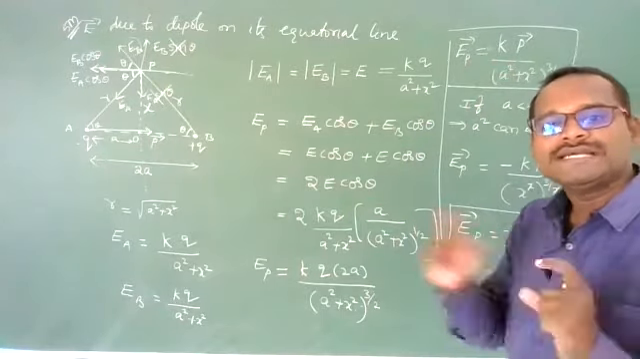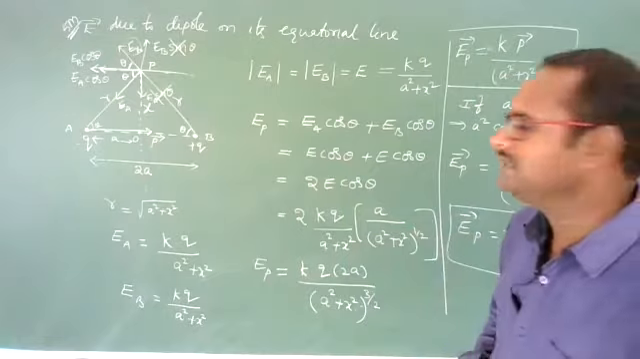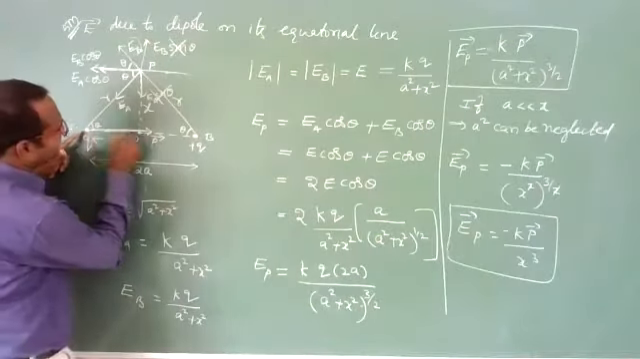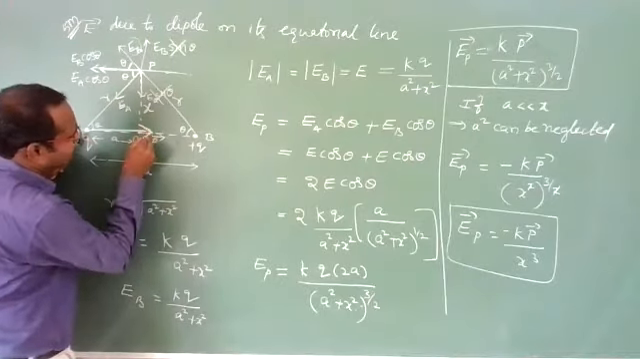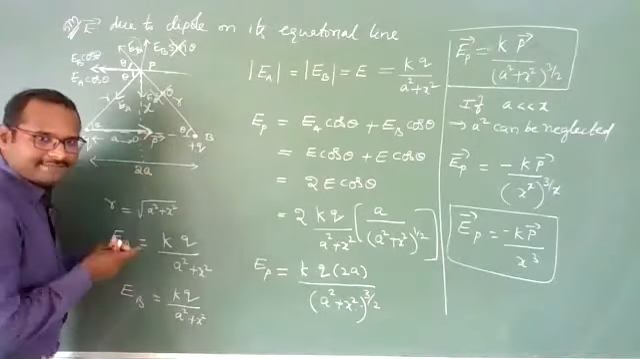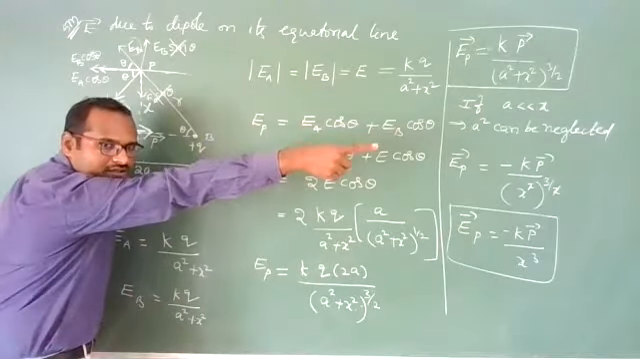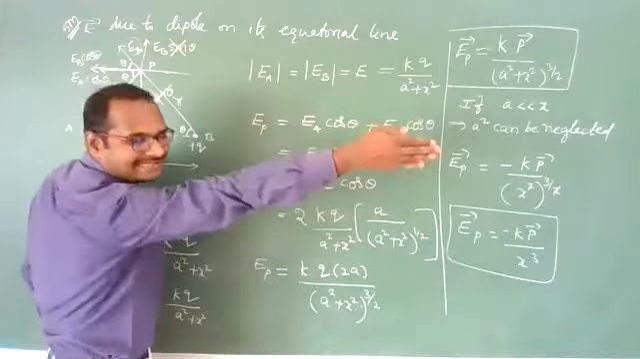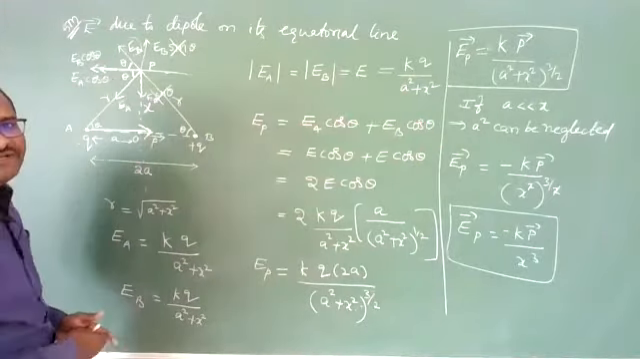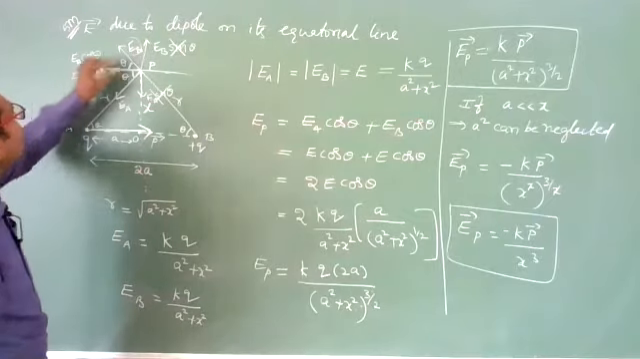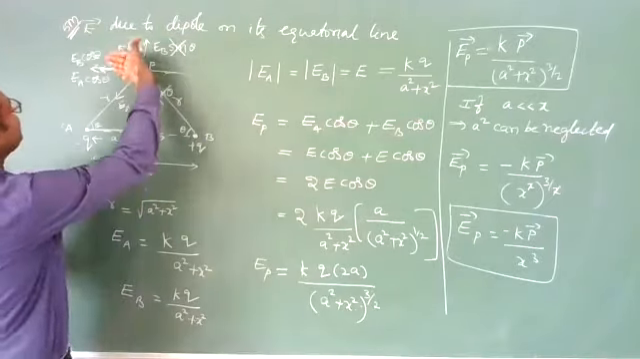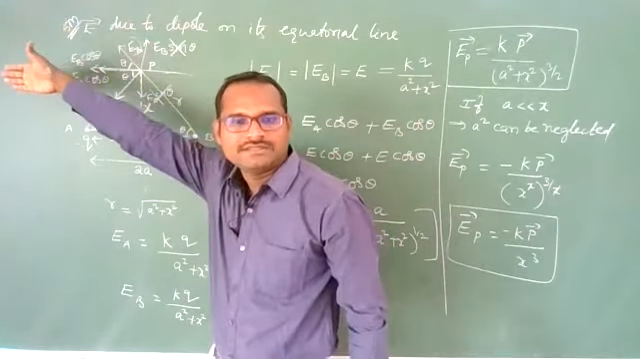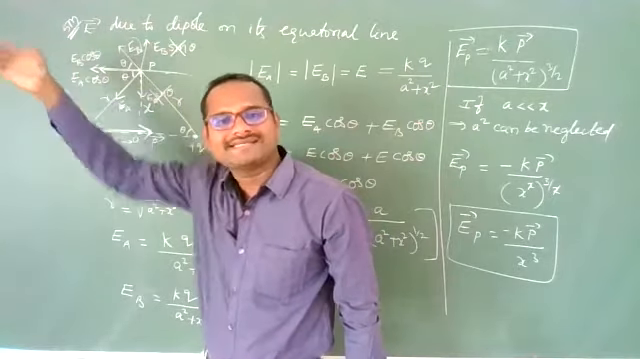Now you need to see the directions of electric field and dipole moment. Dipole moment direction is from negative to positive, like this. Dipole moment direction is along my hand, towards the positive x-axis, or towards the right side. Whereas the net electric field due to this side and this side is towards the left side, along the negative x-axis.